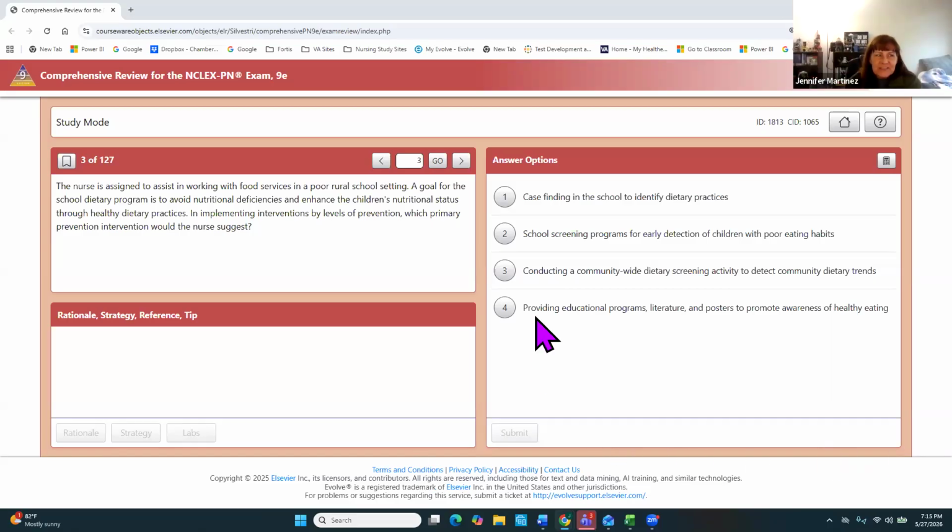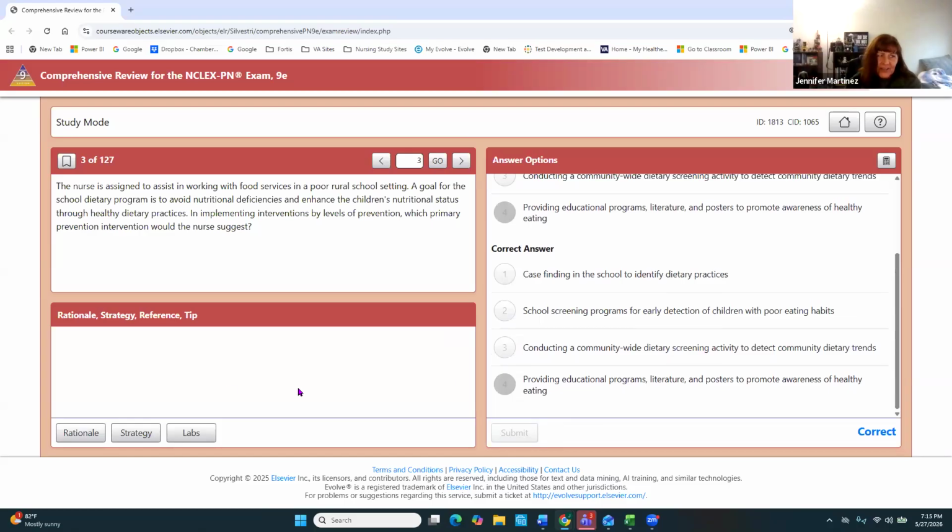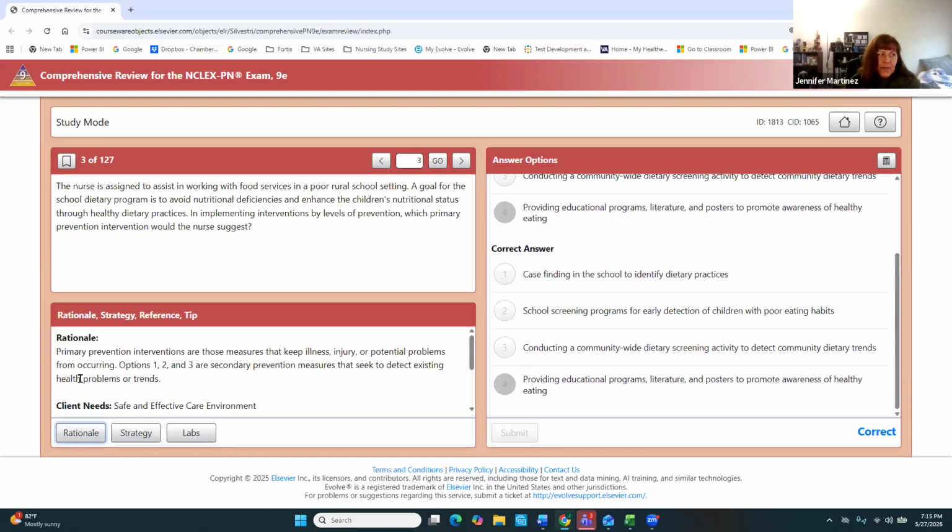So we said what answer? I am so sorry, four. Okay. All right, let's see. Very good. Absolutely. So primary prevention interventions are those measures that keep illness, injury, or potential problems from occurring, right? So again, primary prevention. Good job.